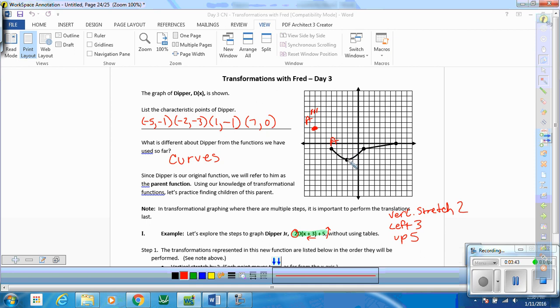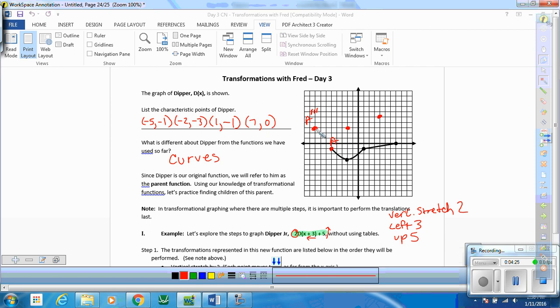So for this point, it's 3 away. 3 times 2 is 6. So 1, 2, 3, 4, 5, 6. I stretched it, so it's at 6. Now I want to go left 3 and up 1, 2, 3, 4, 5, which puts it right here. Now this one's 1 away, so I want it to be 2 away. So that's right here. I'm going to go left 1, 2, 3, up 1, 2, 3, 4, 5. And then this one is on the axis. So 0 times 2 is still 0, so it stays on it. But it does need to go left 1, 2, 3, up 1, 2, 3, 4, 5.